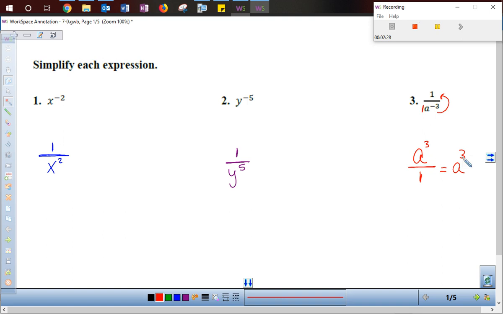So really what this is saying is when it's a negative, it has to go. It has to move. So should it stay or should it go? If it's a negative exponent, it has to go. Go to the denominator, go to the denominator, go to the numerator.